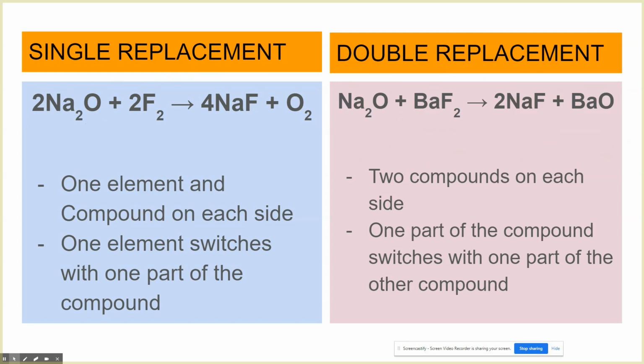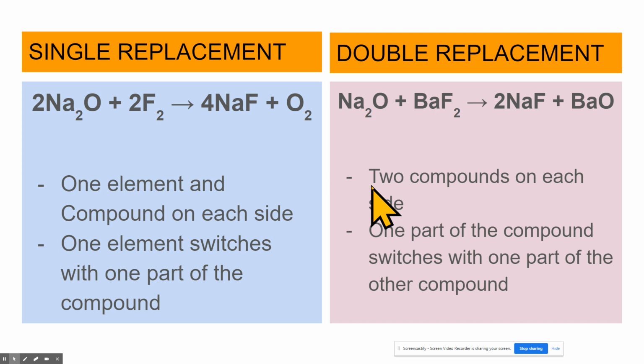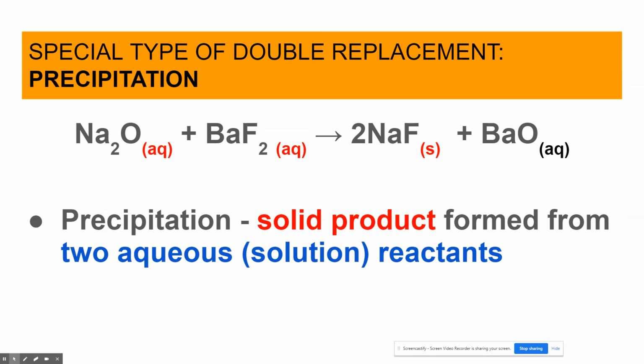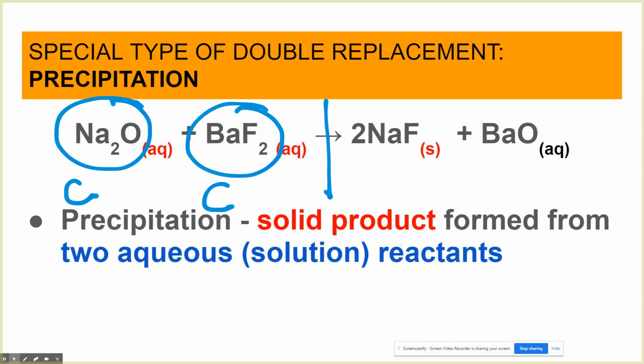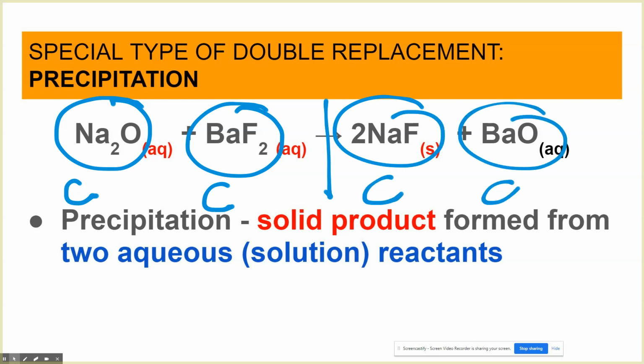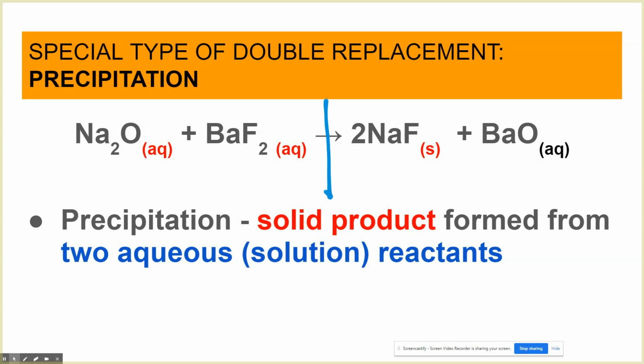Now, let's focus more on double replacement, guys. There are actually a few special types of double replacement. So, for example, look at this one right here. You should know just by eyeballing it that this one is a double replacement reaction. Why? Because this one is a compound, this one is a compound, this one is a compound, and this one is a compound. So you have two compounds on both sides of the equation. But what makes this a special type of double replacement is this.